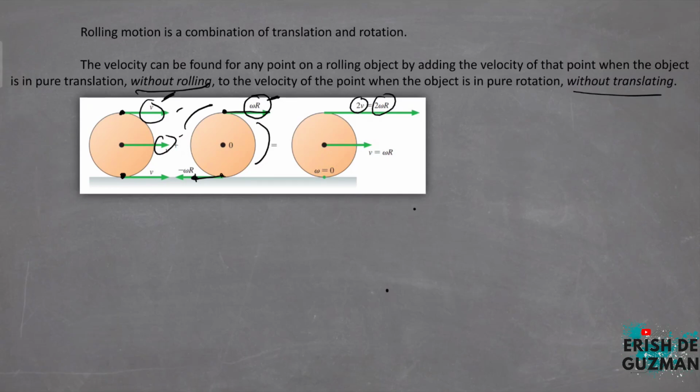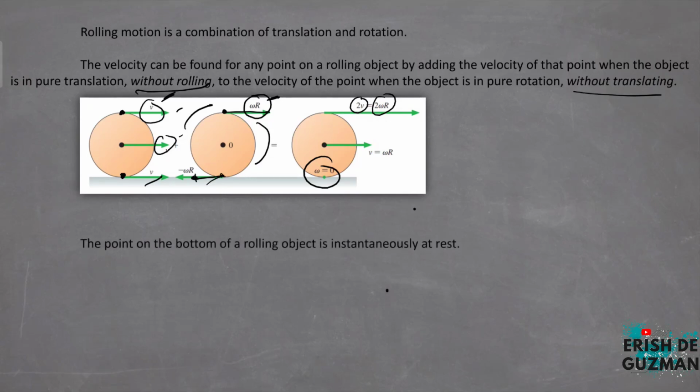Meaning, pag pinag-add natin ito, we find that the velocity of this lowest point is 0. Ito siya. In other words, the point on the bottom of a rolling object is instantaneously at rest. Ganito yung ibig sabihin ng phrase natin sa lecture video na to na rolling without slipping. Kung yung bottom point ay merong velocity, it would be moving horizontally relative to the surface. In other words, it would be slipping or sliding across the surface.